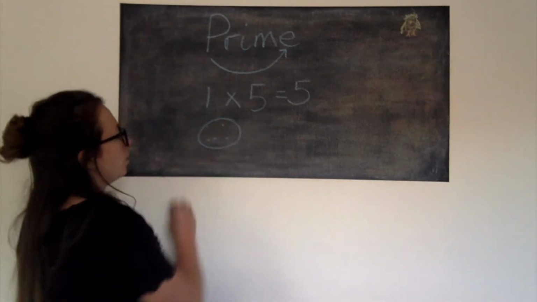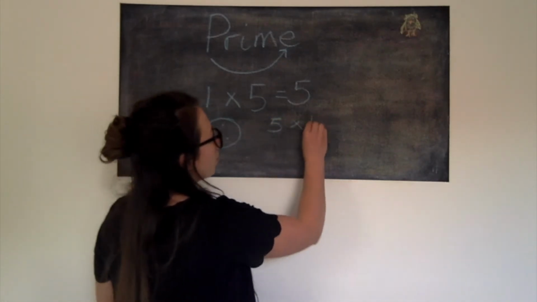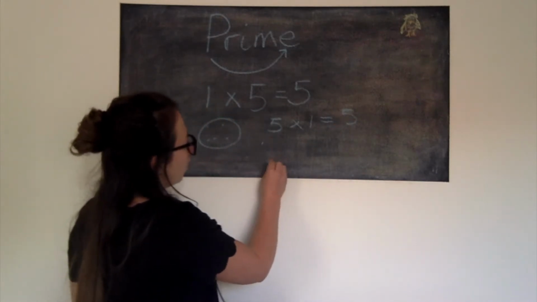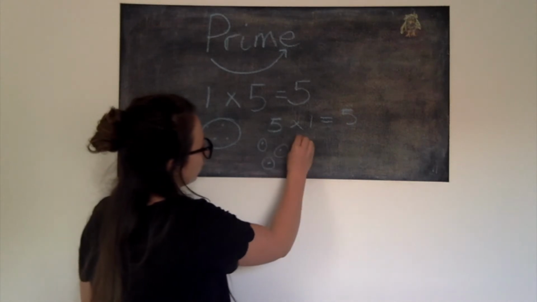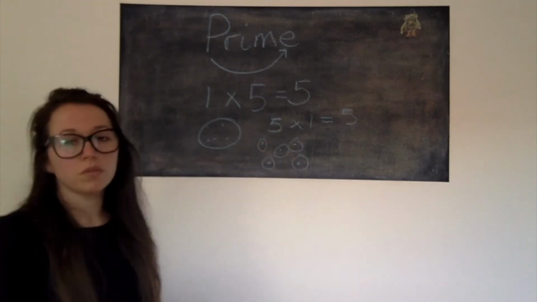One group of 5, or 5 groups of 1. We know that those are the same thing. Okay, so 5 lots of 1. That's the only way that I can make 5 by doing a multiplication.